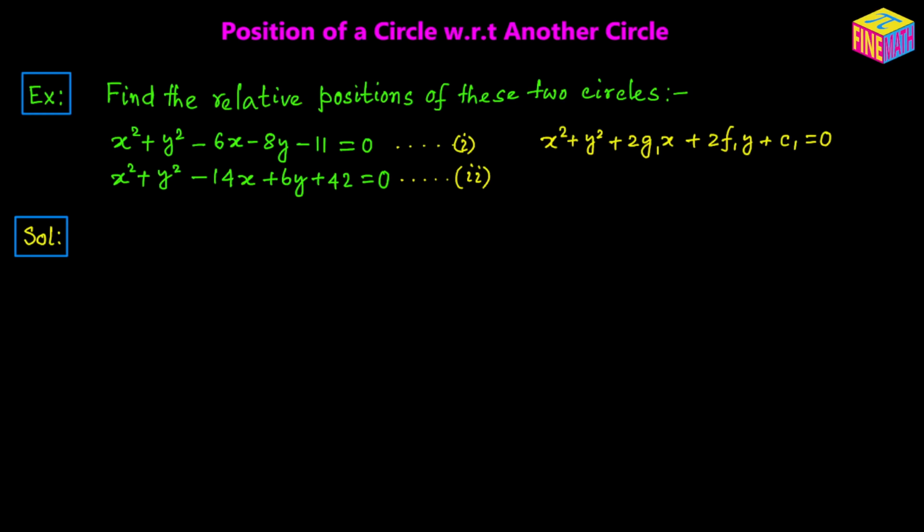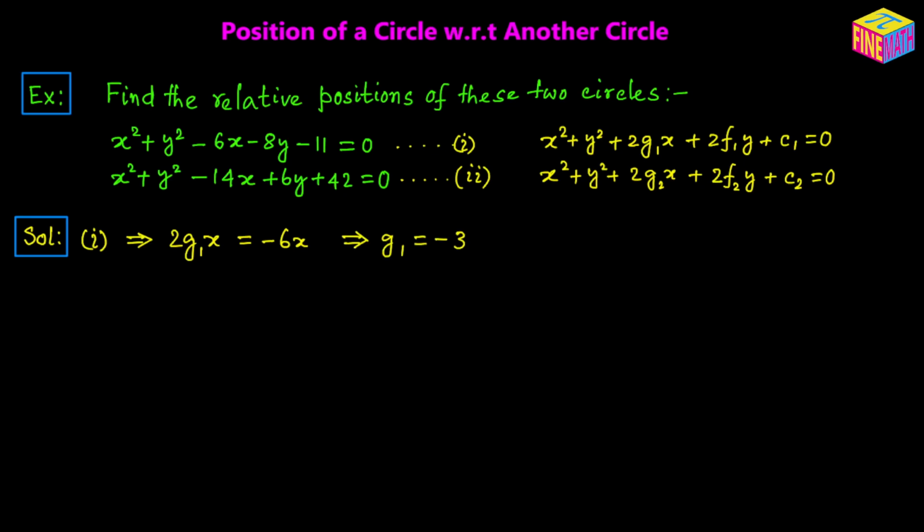For the first one, I am using g sub 1, f sub 1 and c sub 1. And for the second one, I am using g sub 2, f sub 2 and c sub 2. So now let's compare each of these equations with their general form. For the first one, we can say that 2g sub 1x is equivalent to negative 6x. And from there we can say then g sub 1 is equal to negative 3. And from there we can say negative g sub 1 is equal to positive 3.